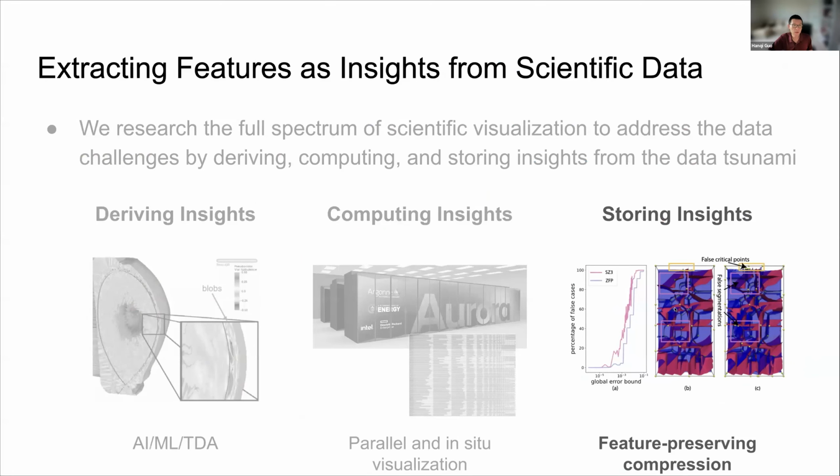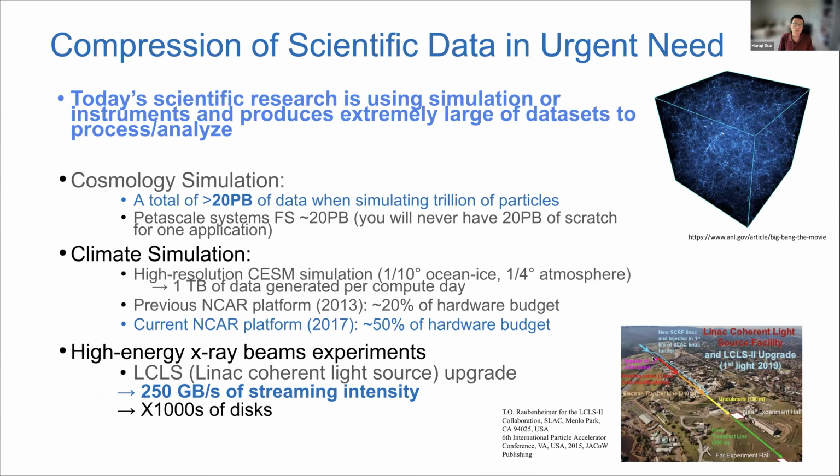So, switching gears. I have talked about how to develop general tools for extracting features, and now I'm going to talk about feature-preserving compression. Hopefully I don't have to overemphasize how important compression is for scientific data. Today's scientific research using simulations produces extremely large data sets, and this floating point data is very difficult to compress with lossless compression.